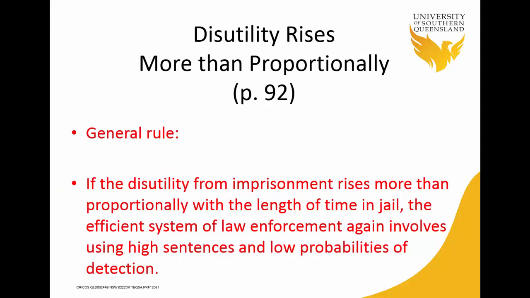So the general rule: if the disutility for imprisonment rises more than proportionally with the length of time in jail, the efficient system of law enforcement again involves using high sentences and low probability of detection.